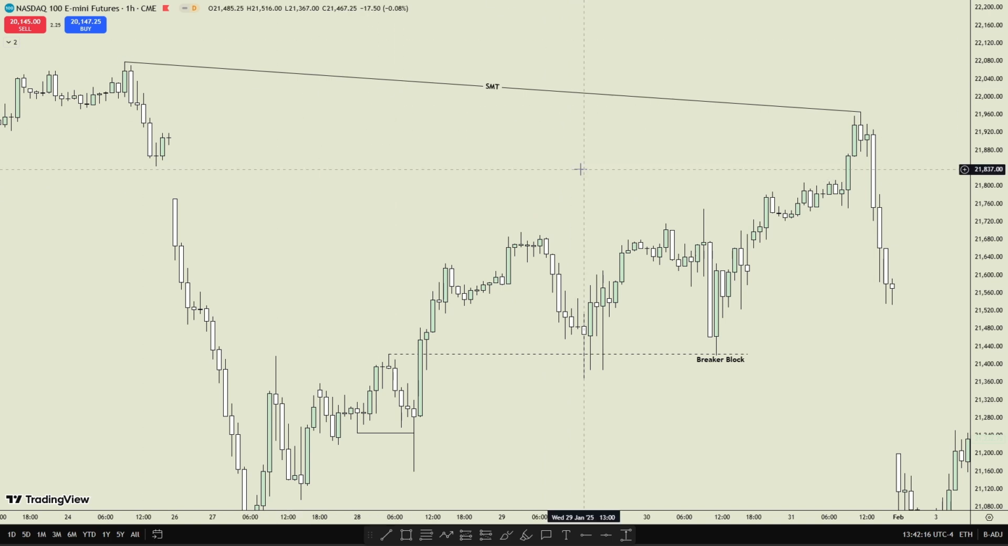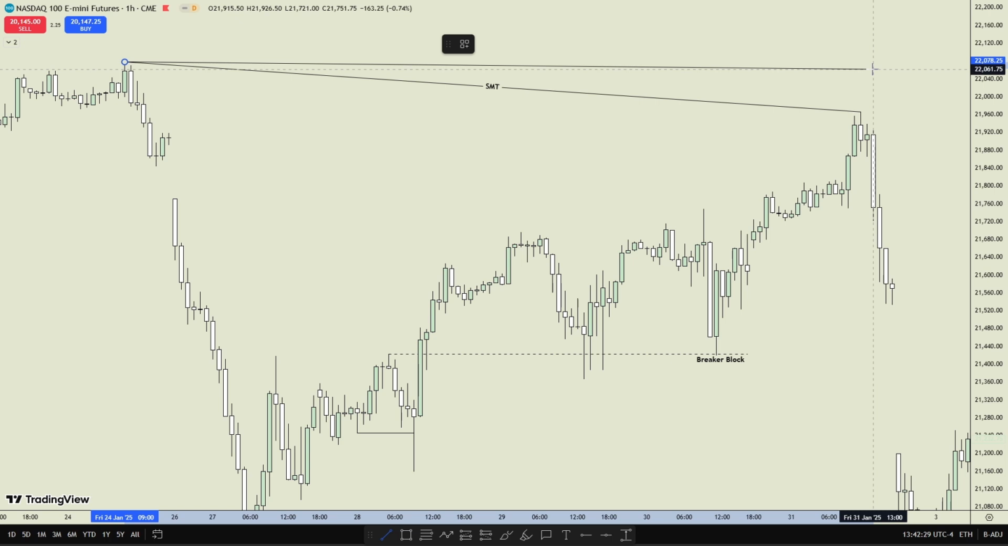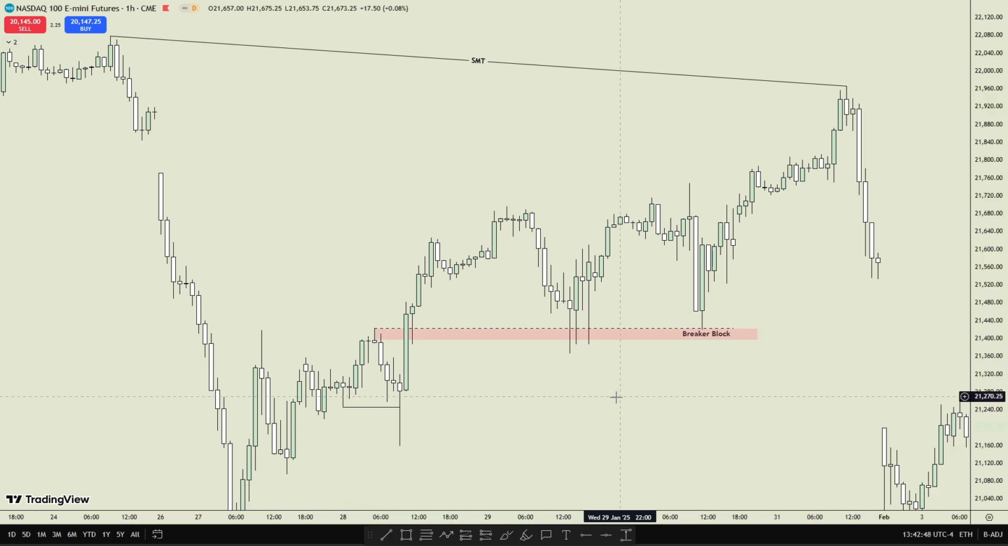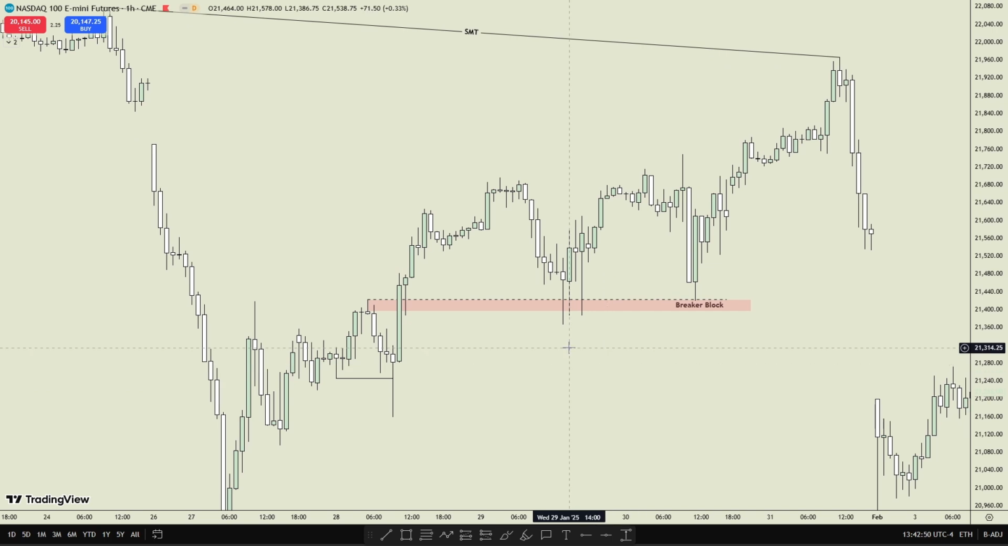Now you may not know what these are currently, but I will be going over these in another video soon. And this is why we have failed to displace up to this high due to this bearish SMT. There's your bullish breaker. Now I'm going to be dropping down to a lower time frame and a different pair.